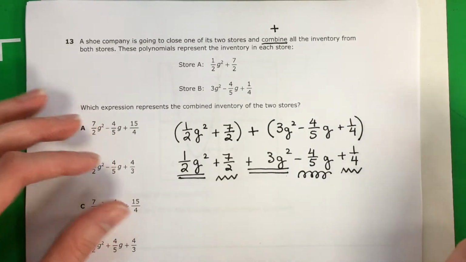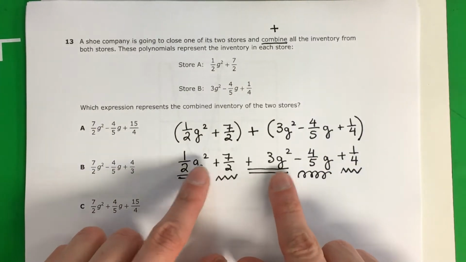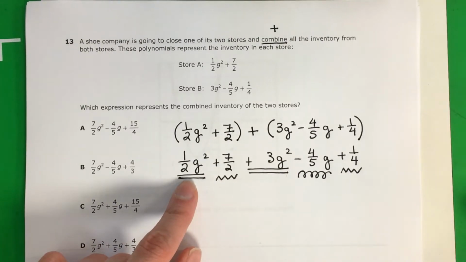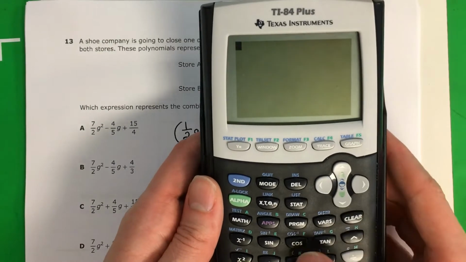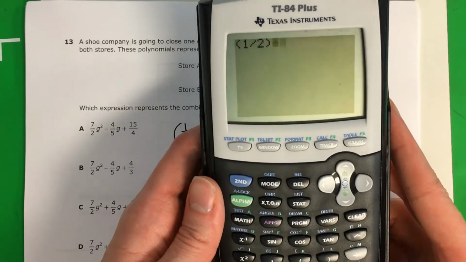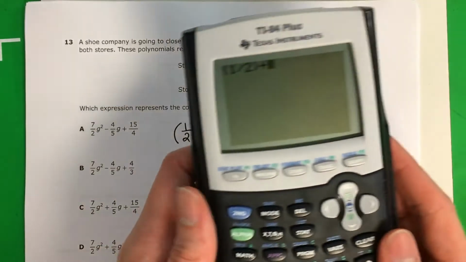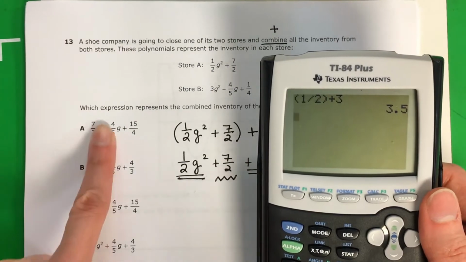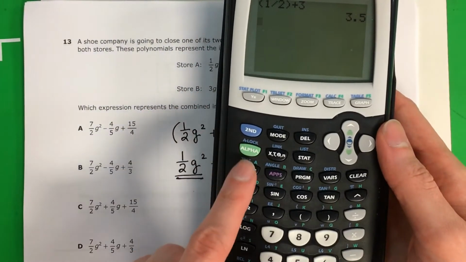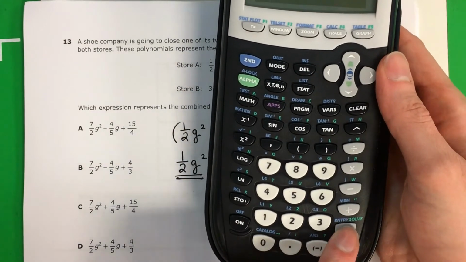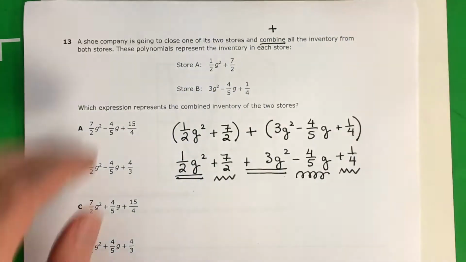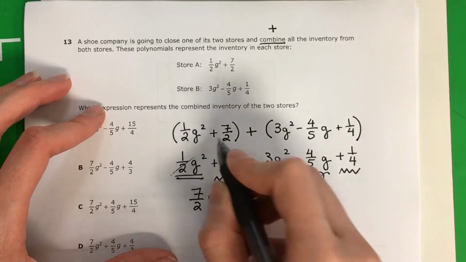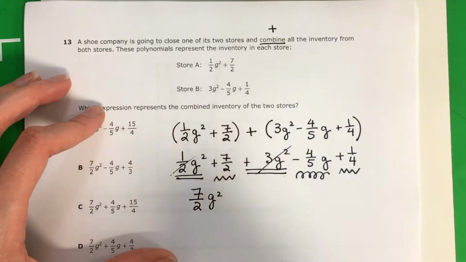So let's go ahead and start with the g squared. Okay, remember letter squared is always first. So I'm going to do 1/2 plus 3. So in the calculator, I'm going to do 1/2, so parenthesis 1 divided by 2, parenthesis plus 3. And I have 3.5. Now, if you look here, it's all fractions, so I need to change it to a fraction. So math 1, enter, and I get 7/2. 7/2, copy g squared. So this one and this one are done.